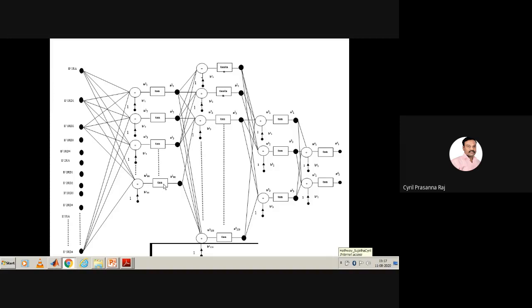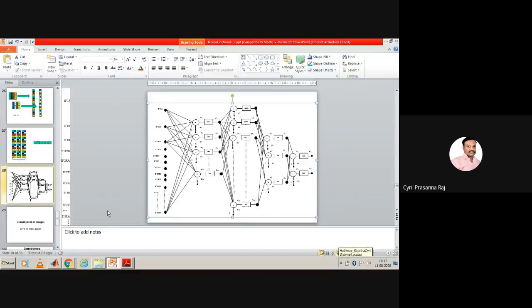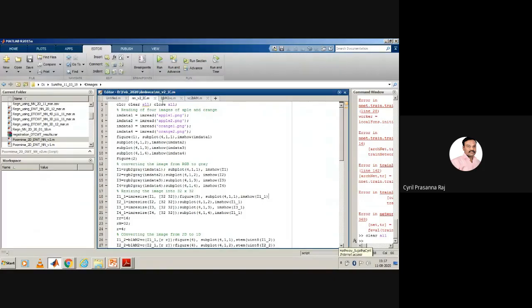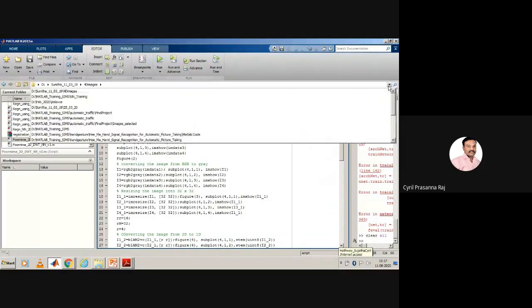Okay. Now, if I want to define this network in my program, how will we define this network in the program? Okay. So let us see how to define this in the program. I'm just trying to open MATLAB. So in my MATLAB program, let us see how to define this network.